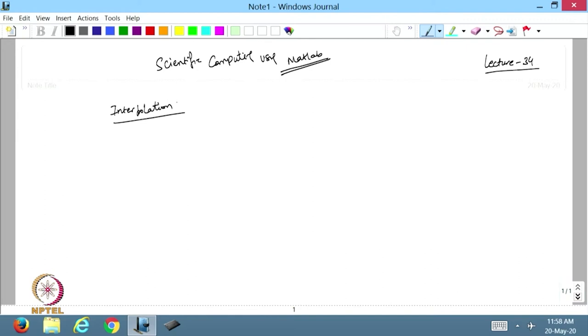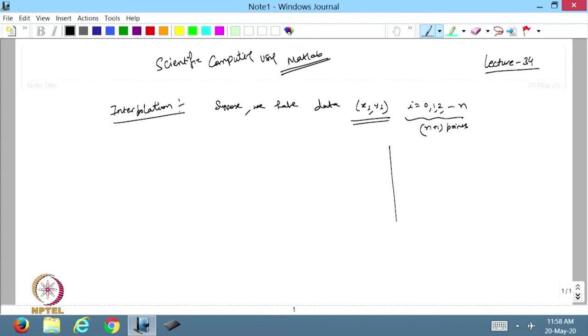Now in interpolation, suppose we have data that is given to me in the x coordinate and corresponding y coordinate, and I can start with 0, 1, 2 up to n. So in this case I have a total of n plus 1 points and this data is given to me.